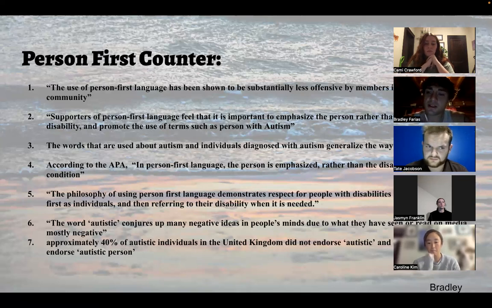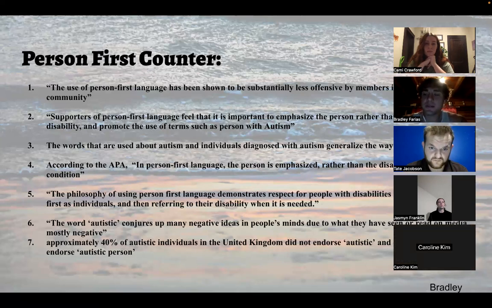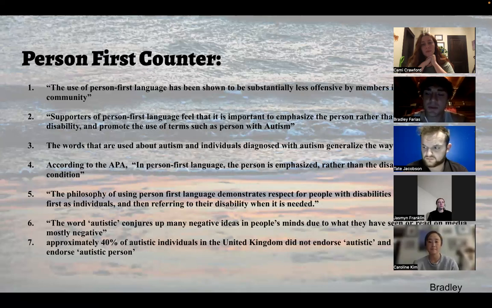Point 3. The American Psychological Association states that the words that are used about autism in individuals diagnosed with autism generalize the way they are perceived. As you can imagine, this is a big deal. Individuals with autism should be spoken about with respect and be perceived as normal individuals who just so happen to be diagnosed with autism. There's a void when it comes to public knowledge with regards to autism.